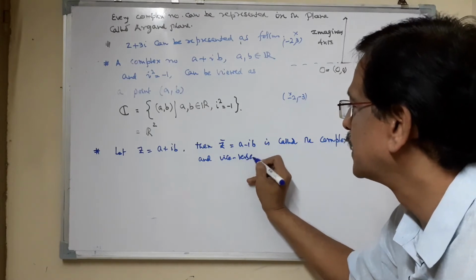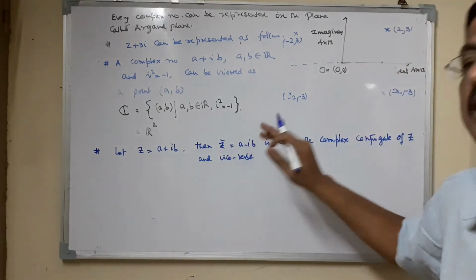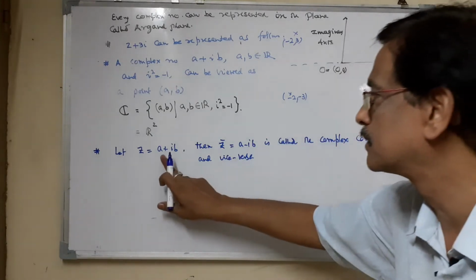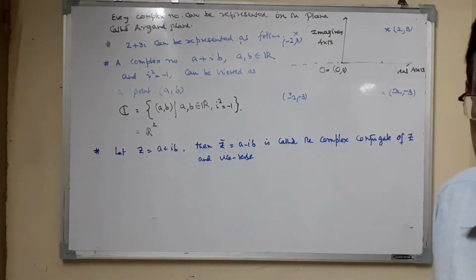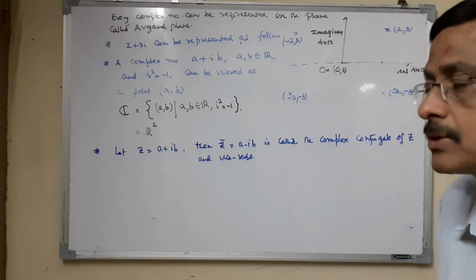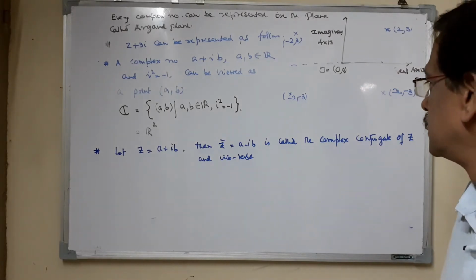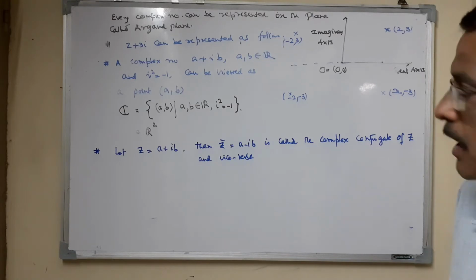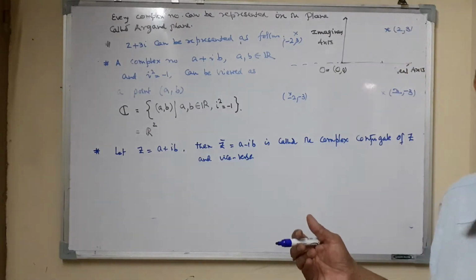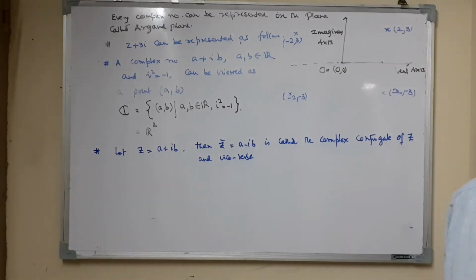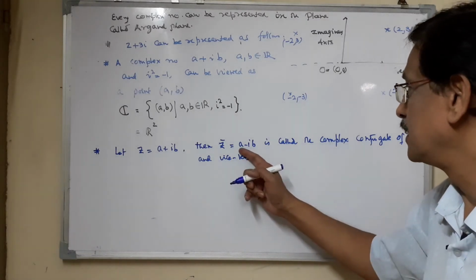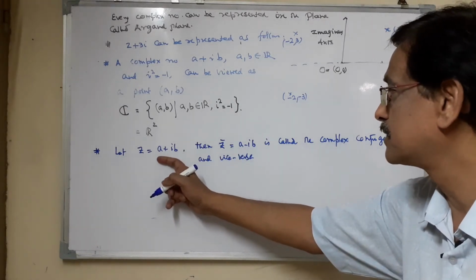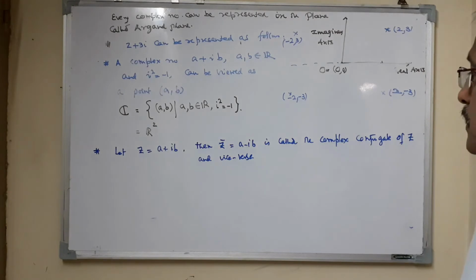That means if z is a plus ib, then z bar is a minus ib, or if z equals a minus ib, z bar is equal to a plus ib. So if a plus ib is a complex number, a minus ib is also a complex number, called the complex conjugate. Complex numbers always occur in pairs like conjugates. So a plus ib is a complex number, and a minus ib will be its complex conjugate.